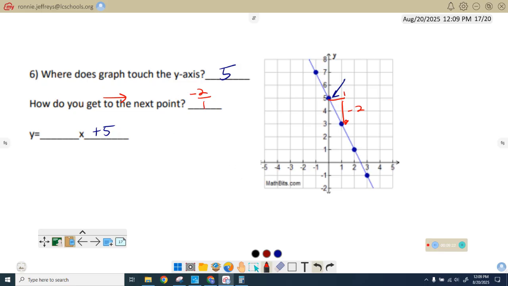Now, we wrote it as 2 over 1 because it's rise over run, but what does negative 2 over 1 turn into? Negative 2. Yes. Now, if you were to leave it as negative 2 over 1, do you think I'm going to count off? No. Okay, I'm just glad that you actually got the right numbers there. Woo! Okay.